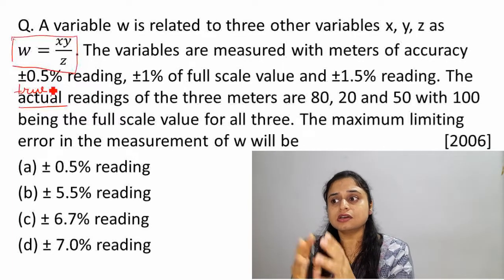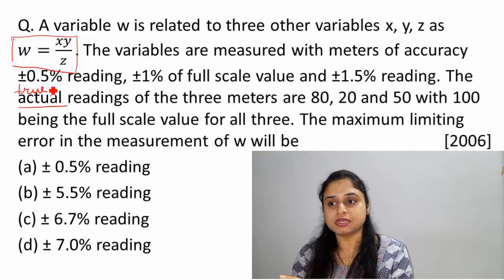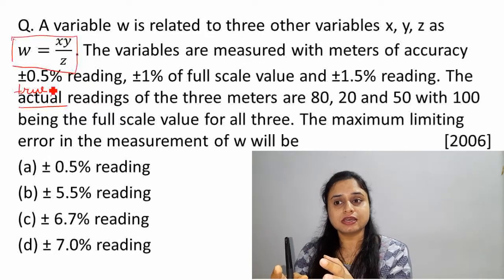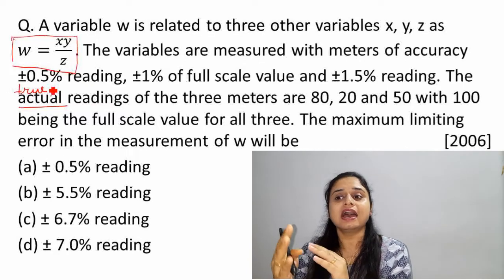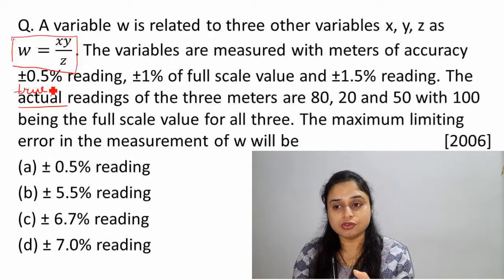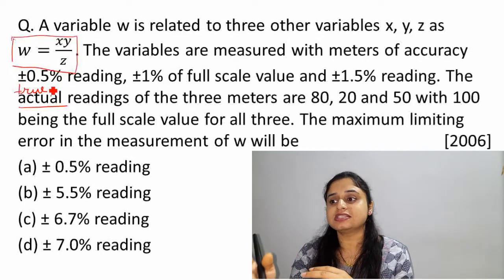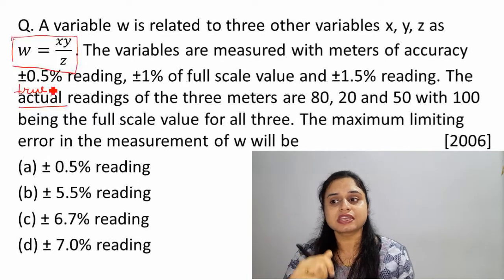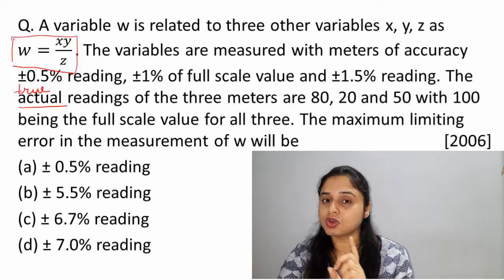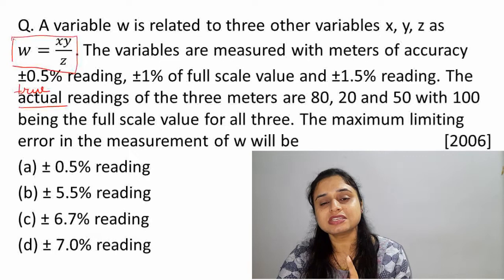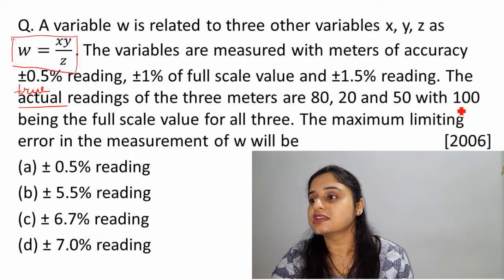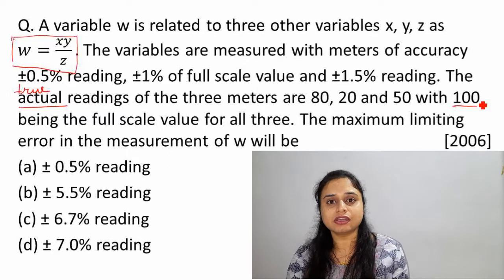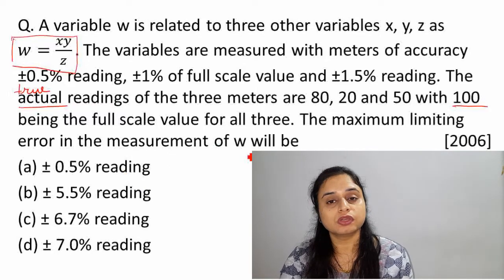So what is the purpose of this accuracy? I will tell you afterwards. First of all, the given function is w = xy/z, and the actual readings, which are nothing but the true readings of the meters, are 80, 20 and 50 for x, y and z. The full scale value is the same for all three meters, that is 100. And again we have to find the limiting error for w. Clear? So first the given data, after that the function.